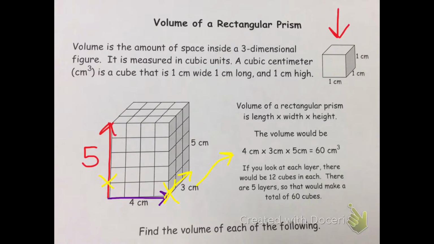Another way to dissect a rectangular prism would be to look at it in terms of layers. As mentioned here, you can see that we could also look at it as layers of 12 cubes, being 5 layers of 12, which also gives us 5 times 12, which gives us 60.